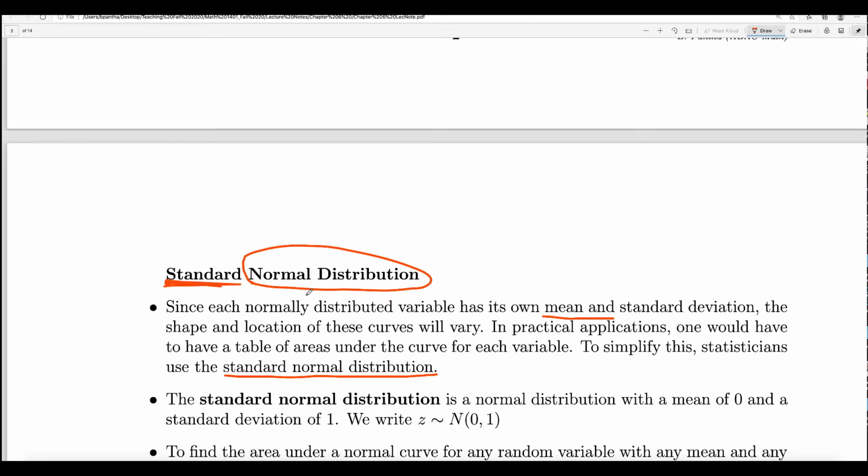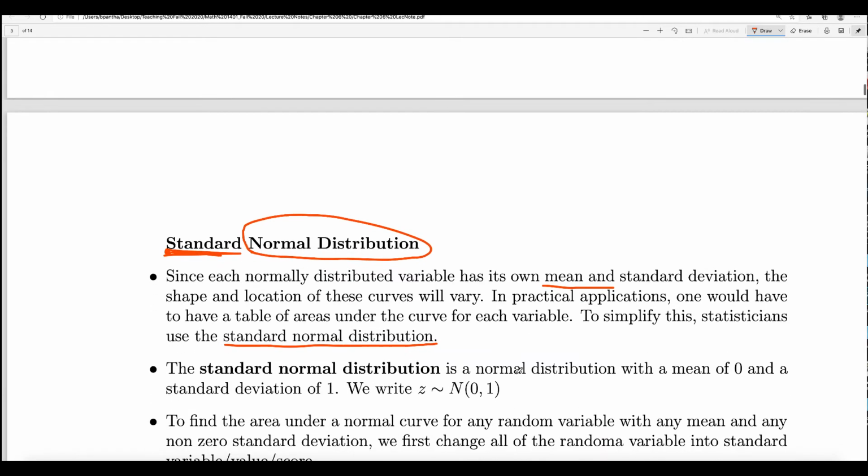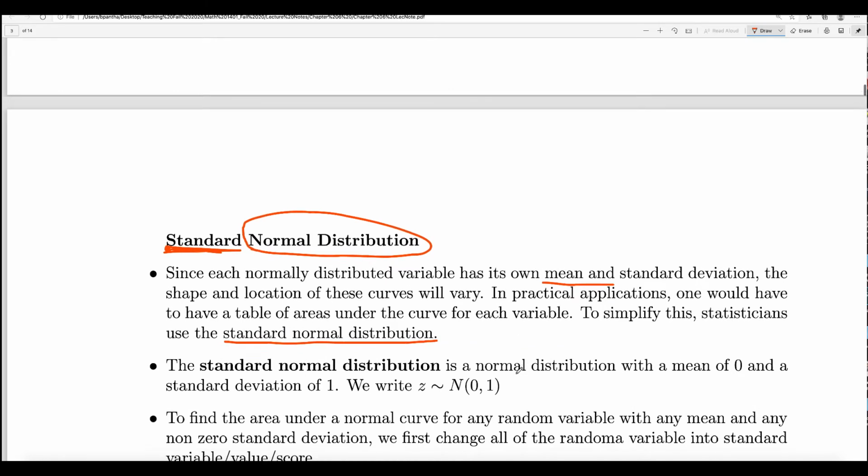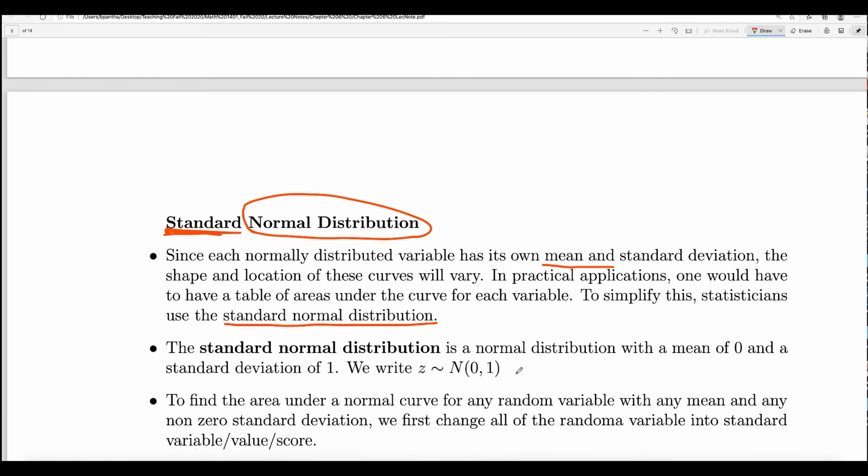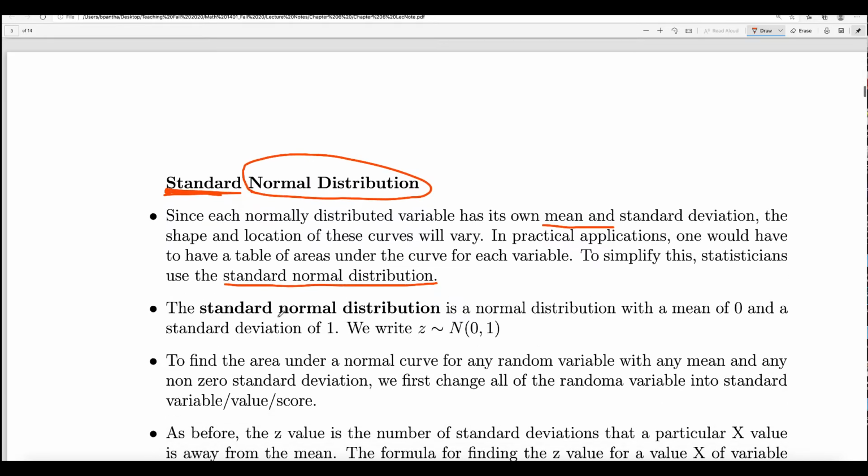But these days you have a calculator, a graphing calculator that has the probability distribution, so you don't have to change into the g value. But you can still change into the g value. I will show you both ways, how to do it using the g value. But first, let's say what is the g value, or what is the standard normal distribution.